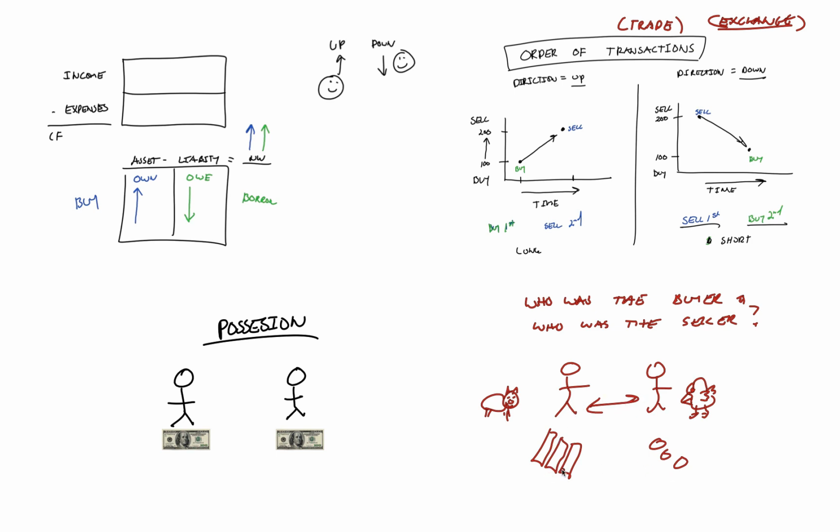So maybe we could say that this guy here was a seller of bacon, but at the same time, he was also a buyer of eggs, right? And over here, we can say this guy is a seller of eggs, but he was also a what? A buyer.